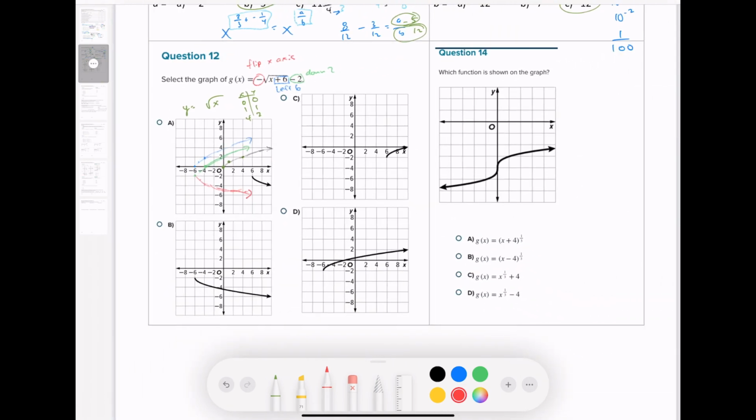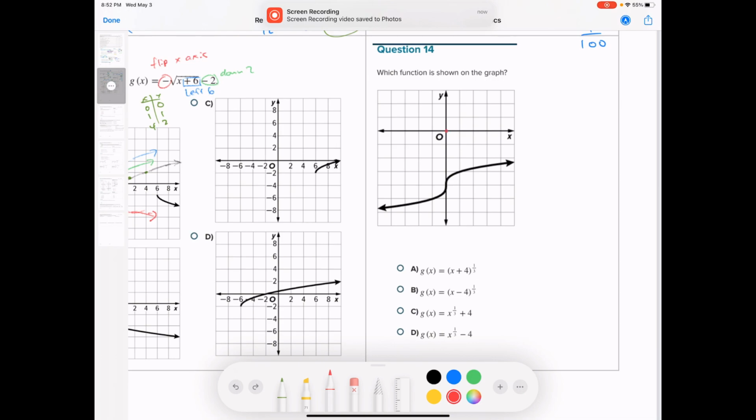Okay, the only one that kind of looks like that is B, so B is your answer. All right, if you have a reference point for question number 14 here, you'll notice that it's being shifted down 4 units. And that's kind of like your D value, this one. So my answer is D.